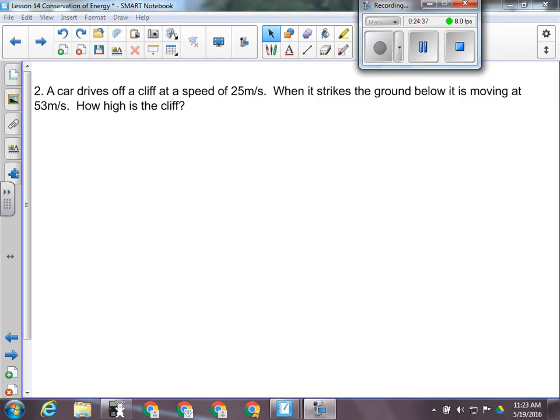Okay, let's just look at the start of this one. We won't go all the way through it. If you drive off of a cliff, that's not a good idea, first off. But if you drive off of a cliff, what kind or kinds of energy do you have? Kinetic and potential. You've got speed as well as height. So initially we've got both kinds of energy that are part of mechanical. At the end, however, you're striking the ground, so you don't have any what? You don't have any potential because your height at ground level is 0.